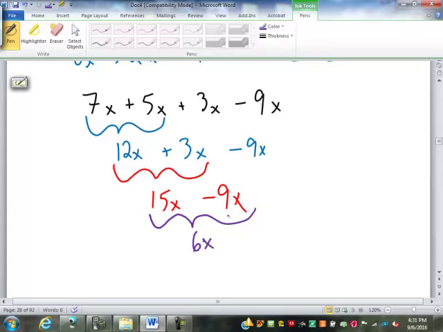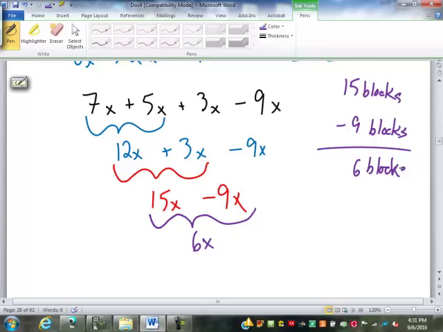6x. Now, I get this question all the time. Why doesn't the x go away? Why doesn't the x cancel out when we subtract? Well, because if we have 15 blocks sitting here, and I take away 9 of those blocks, I have 6 blocks. I don't have 6 blanks, right? I don't have 6 no names. I still have 6 blocks. When I add or subtract, we keep the same name.